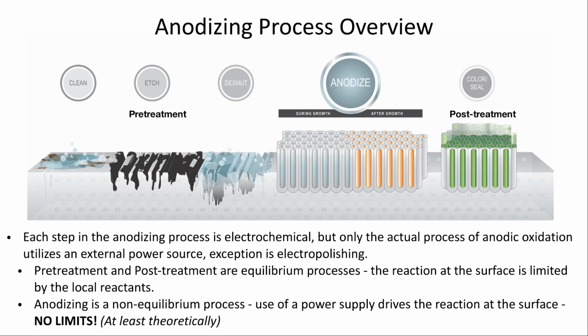Anodizing is a non-equilibrium process. The use of the power supply drives the reaction beyond equilibrium. Theoretically, there are no limits to what we can do during anodizing, because we can push with the applied current an infinite amount of aluminum ions to the surface for anodizing.